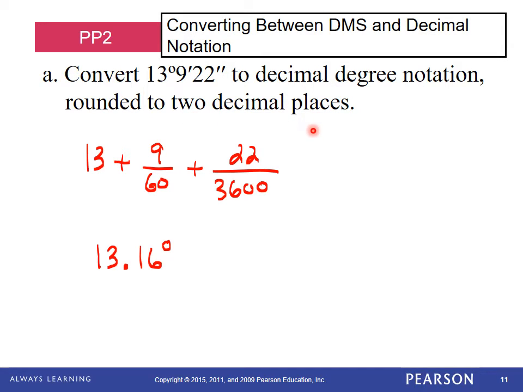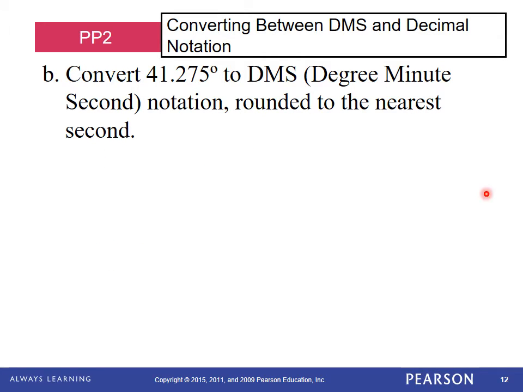All right, sometimes we also want to go the other way. So instead of going from degrees, minutes, and seconds to decimal notation, let's go the other way. Take 41.275 degrees and change it back to degrees, minutes, and seconds. This one takes a little bit more effort, and again, we're going to round to the nearest second. All right, let's go for it.